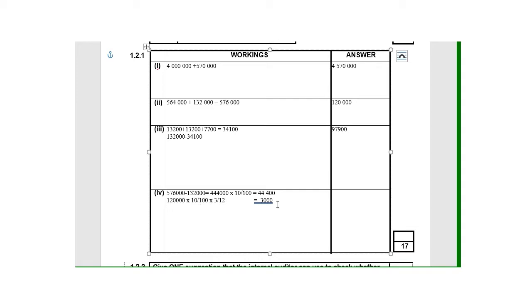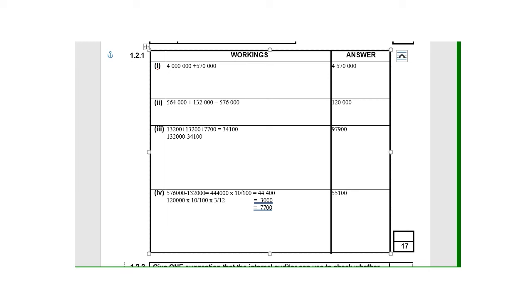The sold was 7,700. And the total of the three was then my depreciation. And that gave me 55,100. And that is it.